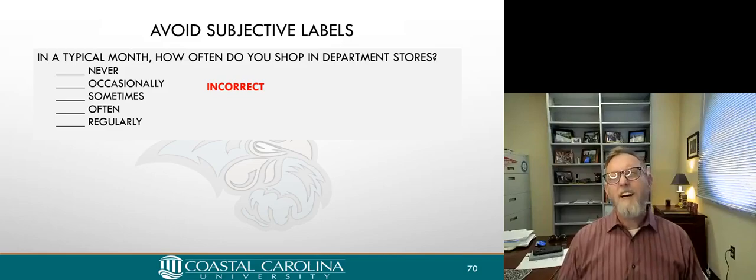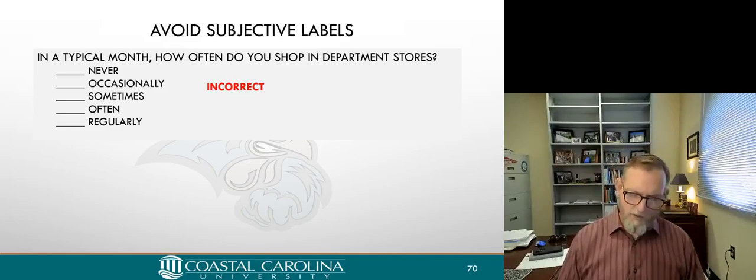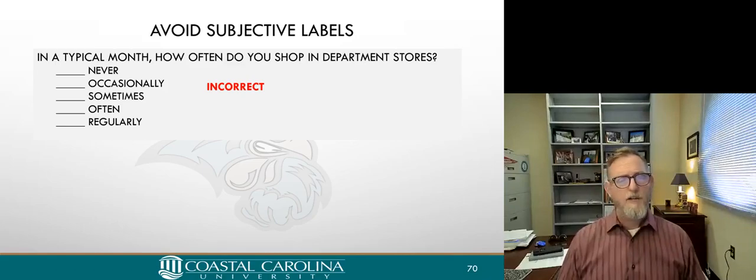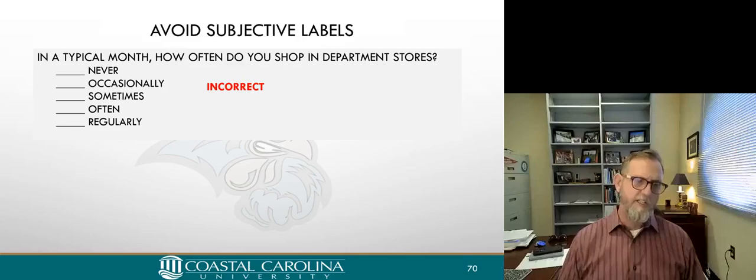If the labels, you can do this. I mean, you see plenty of surveys that have labels like this. It's not the end of the world. However, the way I interpret occasionally might be different from how somebody else interprets occasionally. So occasionally to me might be once or twice a month. Occasionally to somebody else might be once or twice a year.